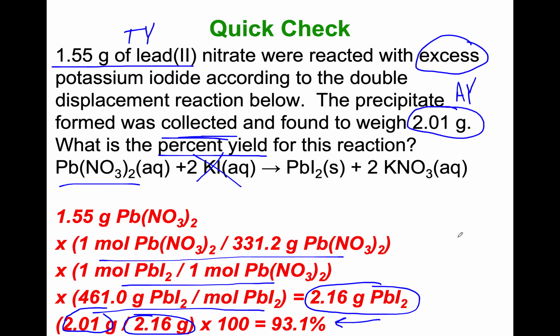Okay, so that's identifying the pieces. Theoretical yield comes from the limiting reactant. Actual over theoretical gives you the % yield.